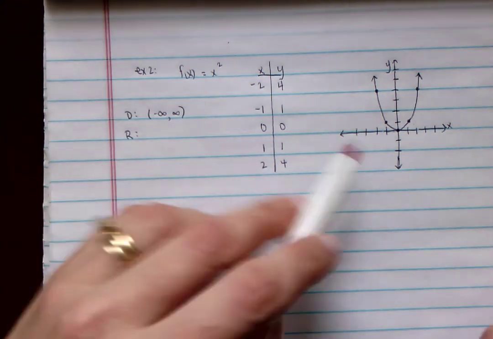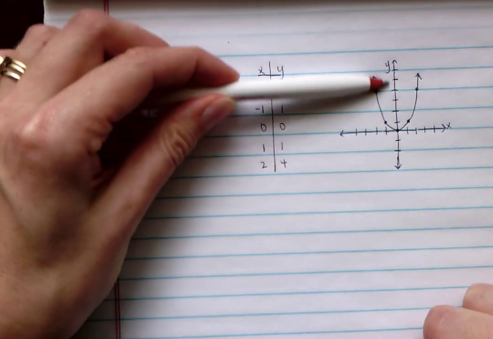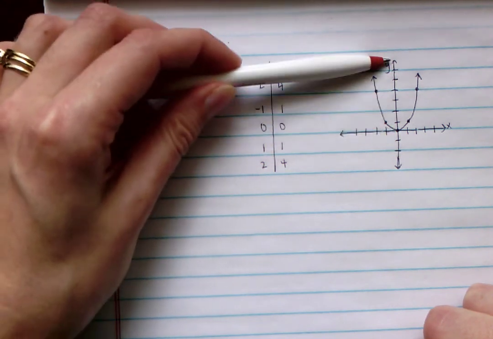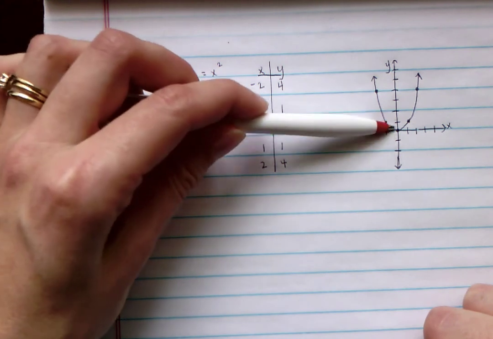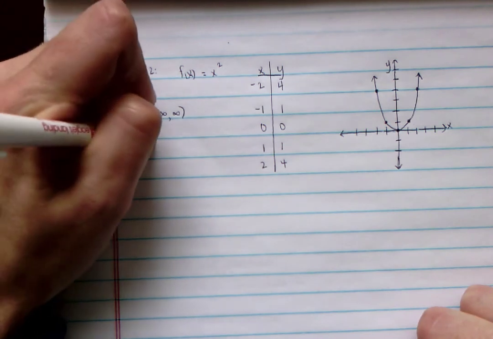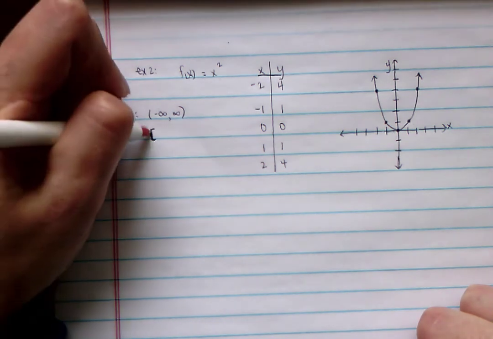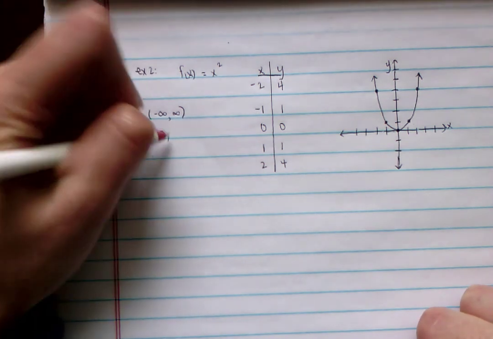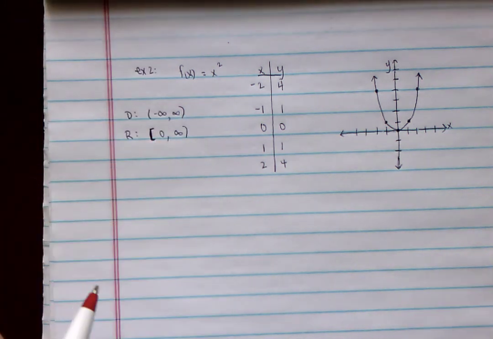For the range, though, you can tell there's some limitations. Notice the lowest it can go is 0, and then it goes up from that point. So think of the y values when you're doing range. You would say, from 0 to infinity, that would be the range for this one. And we want to make sure it can actually equal 0, so we want to do a bracket, not a parentheses. So [0, infinity).